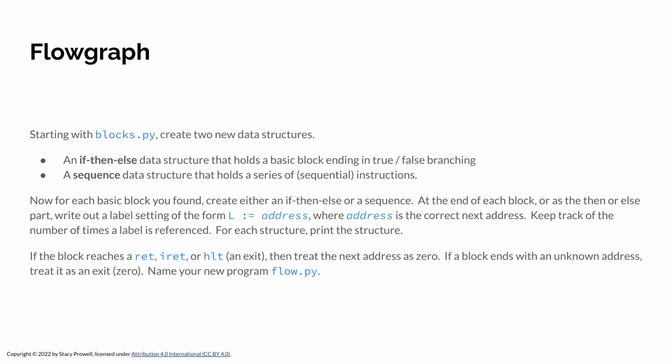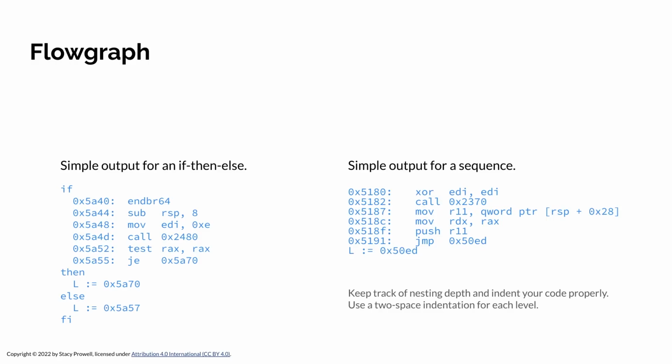And that's what you're going to do here, and you're going to name it flow. And what's that going to look like? It's going to look like this right here. So on the left-hand side is an if-then-else, and you can see we have a predicate, which is a basic block, ending in this case in a conditional. When that jump is taken, that's the then part. When that jump is not taken, that's the else part. And you see what we do is we set the label appropriately. For the sequence, same thing. Basic block is there, and then the label indicates where you go next.